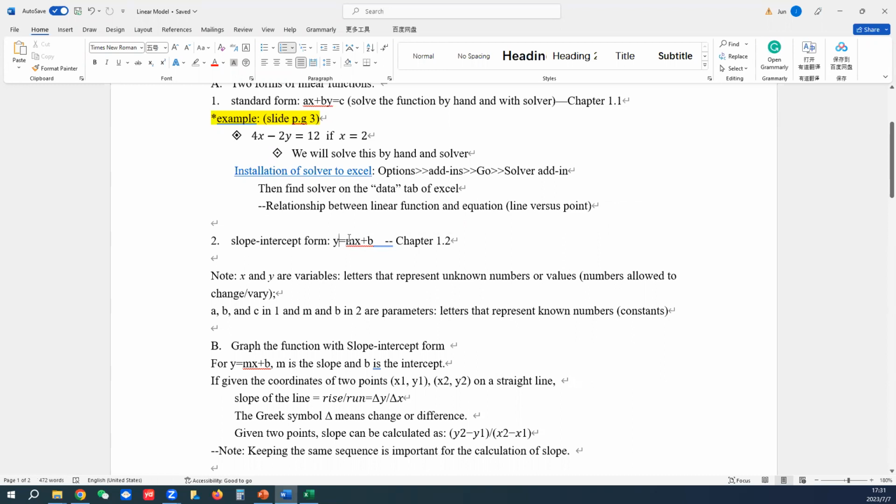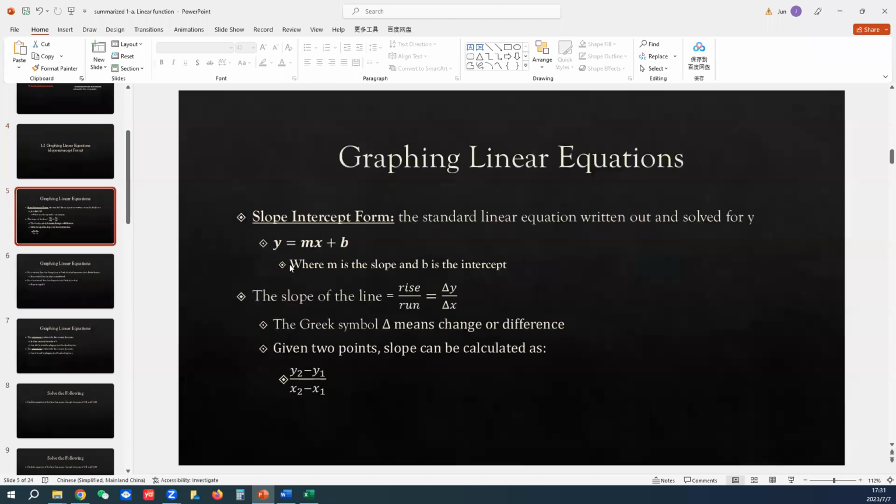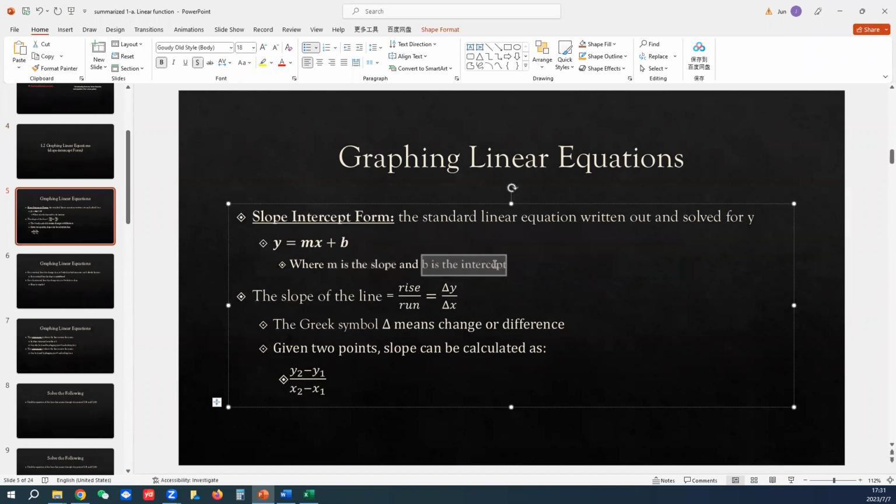And on the right-hand side, it is m multiplied by x, which is the independent variable, plus or minus a constant. So here, m is the slope term and b is the y-intercept term. Why is b the y-intercept term? Because when x equals 0, y equals b. Right? That means when there is no width, the height of the point that satisfies this line is b.